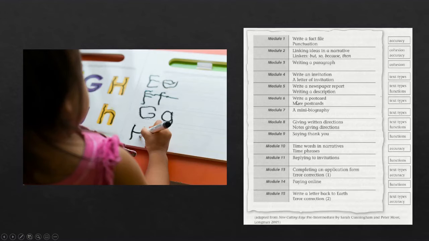Other modules are more connected to text types, as you can see in modules 4, 6 and 7. For example, in module 4, the genre is important, text types, right? And in this case, the module is taking the learner to write an invitation, a letter of invitation, whereas module 6 is more connected to writing a postcard, and module number 7, a mini biography.